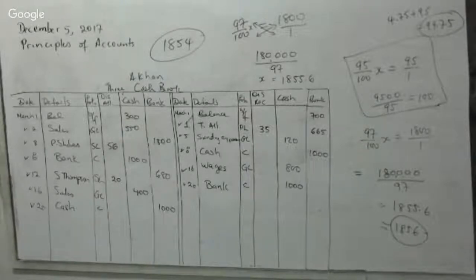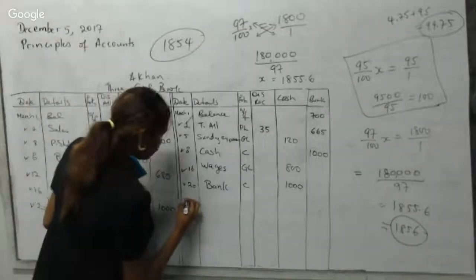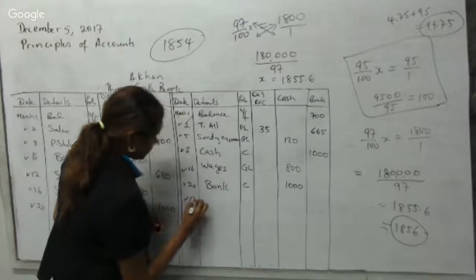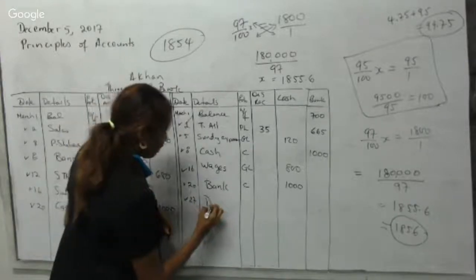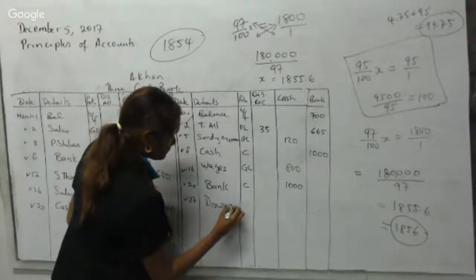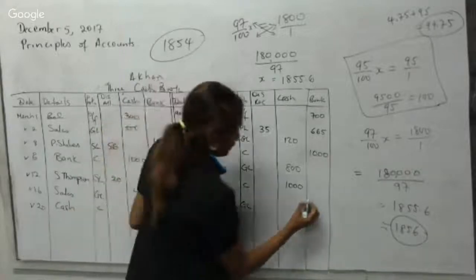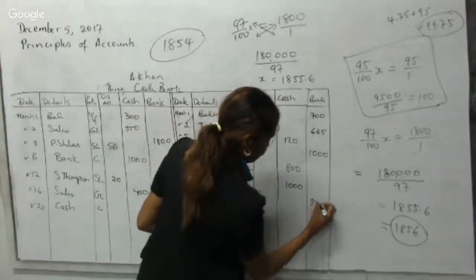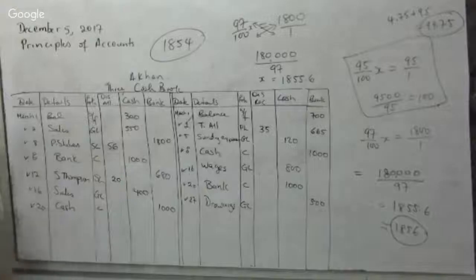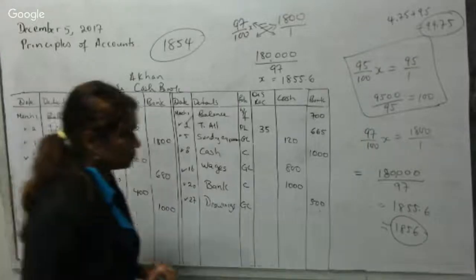Check of 500 drawn for personal use, on the 27th. So it's drawn for personal use. It must be drawings, 500. That's it. All right. So now we balance off.